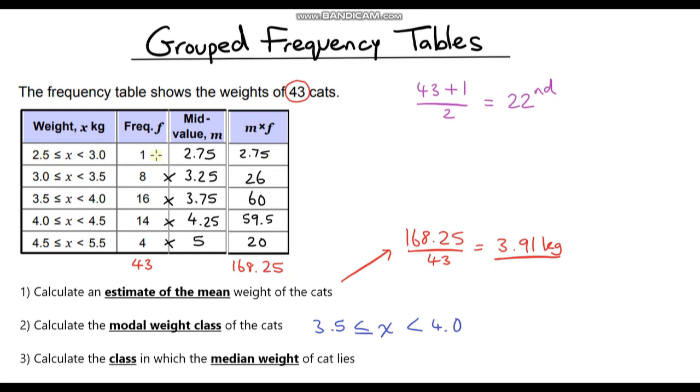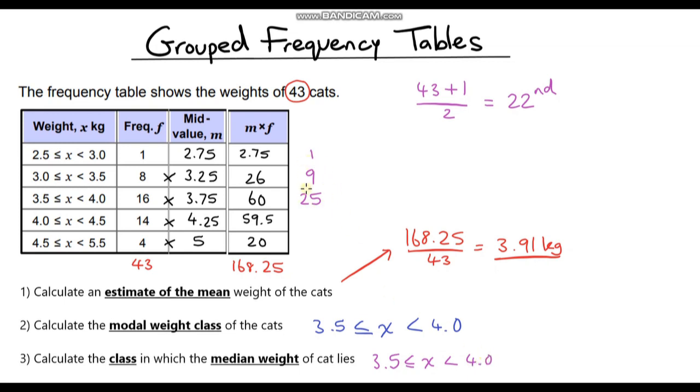We can see that the first category, we've just got 1 cat here. Now, if we add on the next 8 cats, how many have we looked at in total? Well, we've looked at 9 in total. So these are the first 9 cats. And then these next 16 cats, that's going to take the total to 25. And because we're looking at the 22nd cat, it will be in this category here. So the median class is exactly the same as the modal class. It's going to be 3.5, which is less than or equal to X, which is less than 4.0.